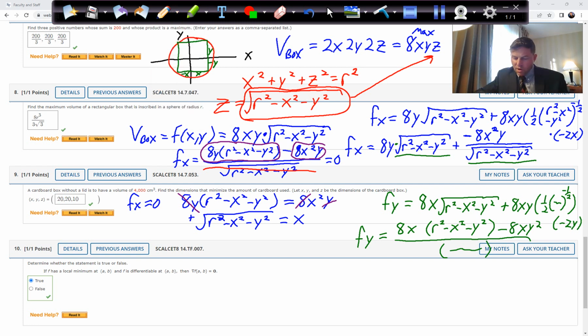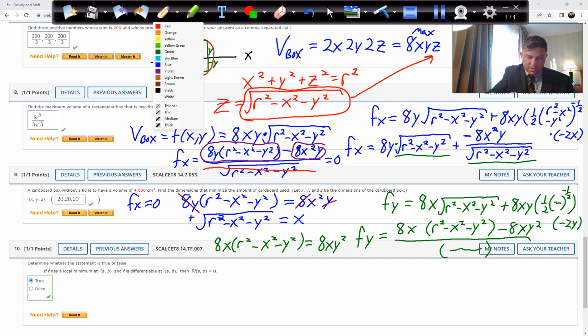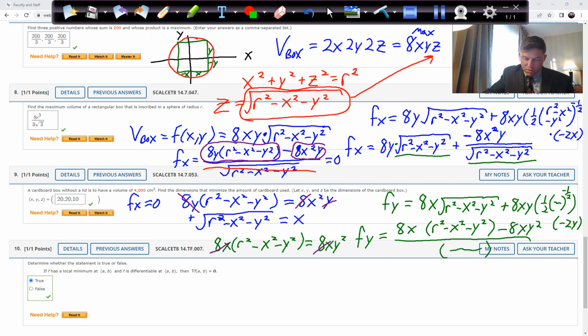Now if you look at the fy equation, you get something very similar. You're going to get 8x times r squared minus x squared minus y squared has to equal 8xy squared. And just like before, 8x cancels with 8x, and so we should get y squared equals that, so the square root of r squared minus x squared minus y squared has to equal y. Those are our critical values, and we'll plug those into the maximum equation.